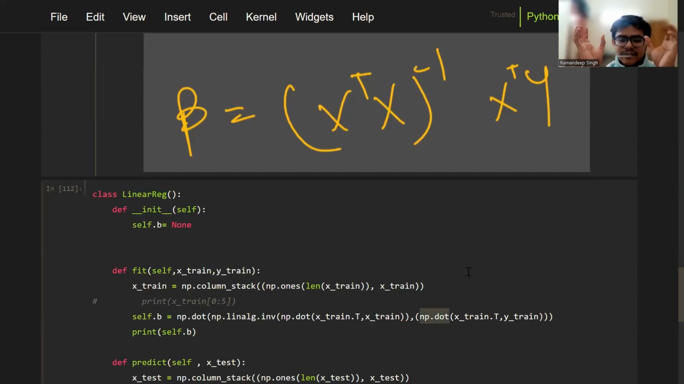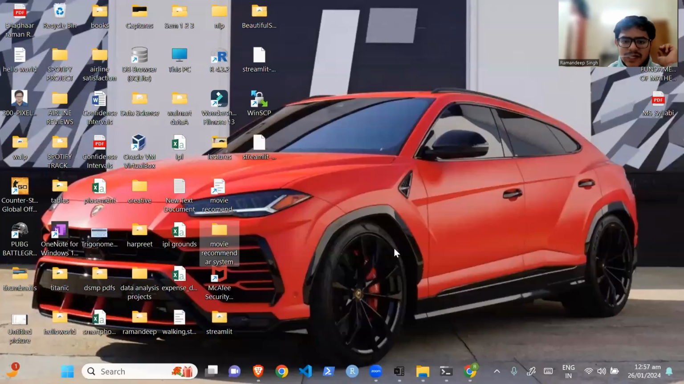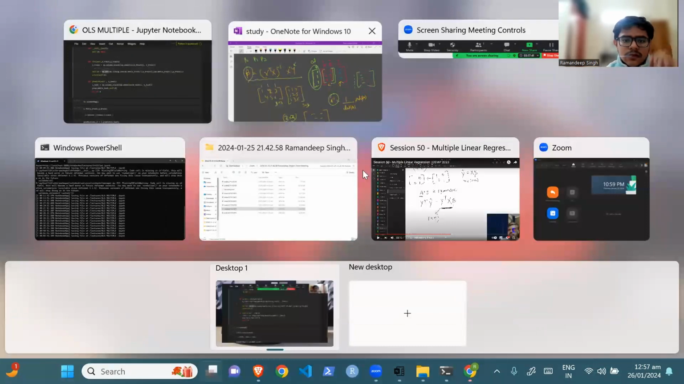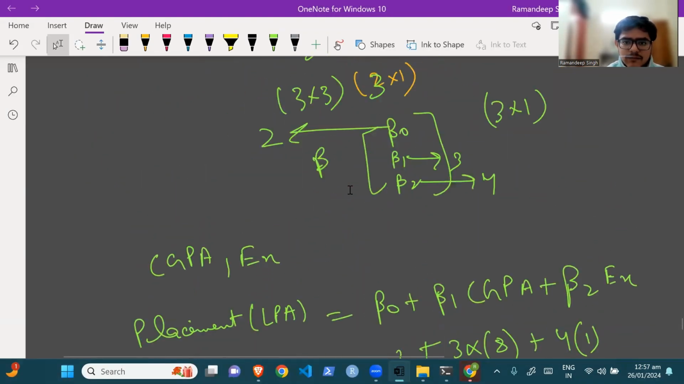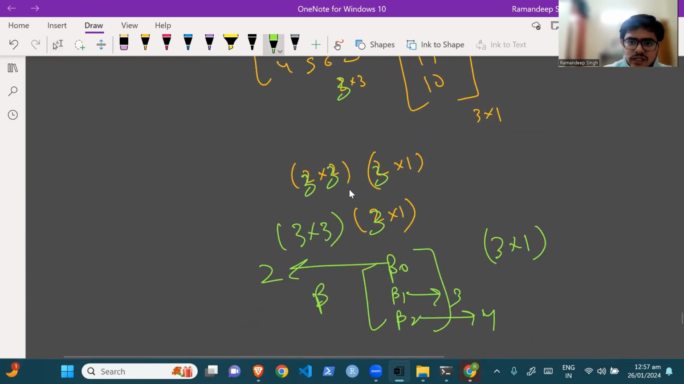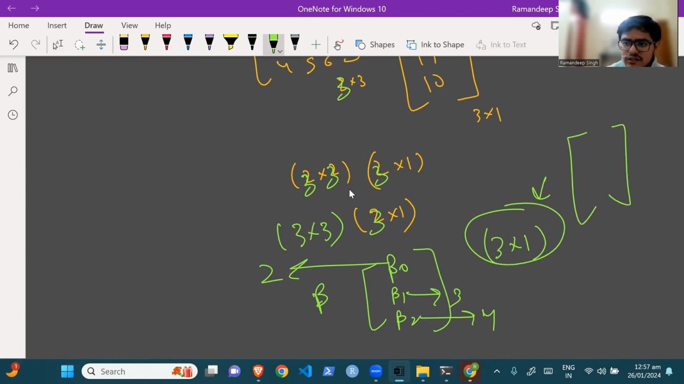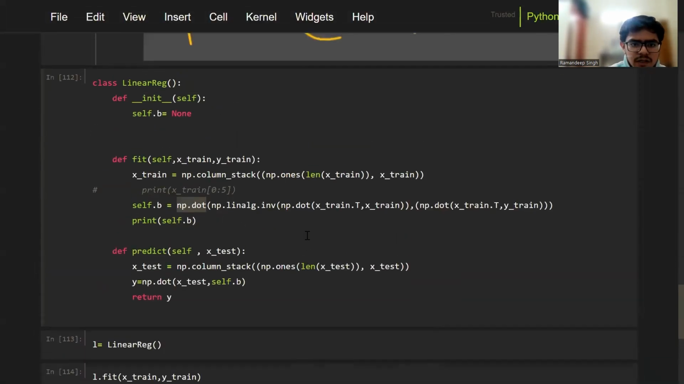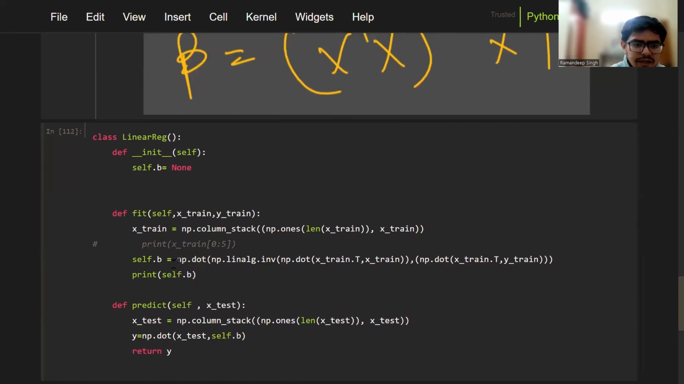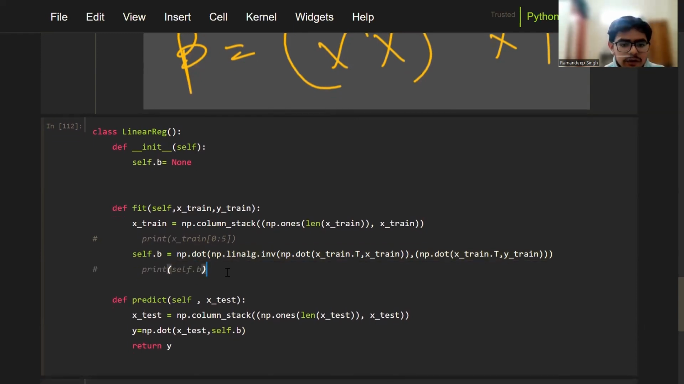So this will give me two new matrices, upon which when I apply dot product, I will get this beta matrix, which is of the shape 3 cross 1. This will be the matrix I will get, in which the first element will be beta naught, second will be beta 1, and third will be beta 2, right? So this is the formula which I have applied here, np dot and this. Okay, so let's print it.